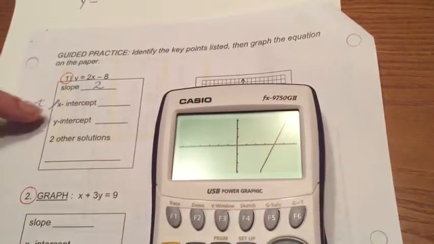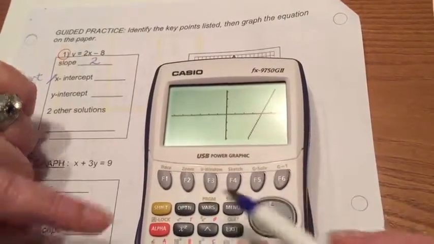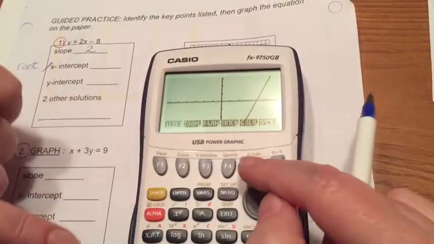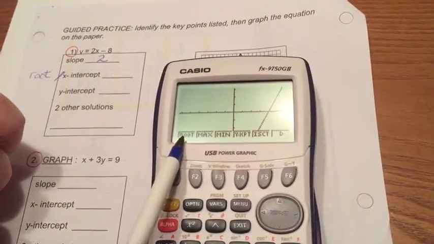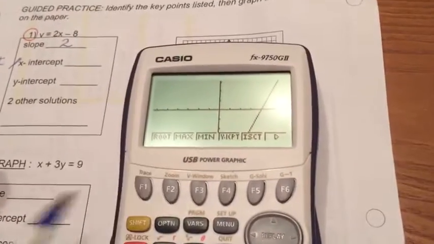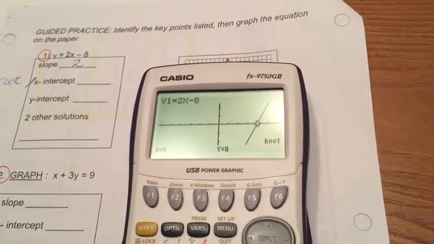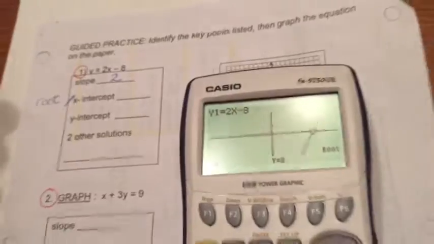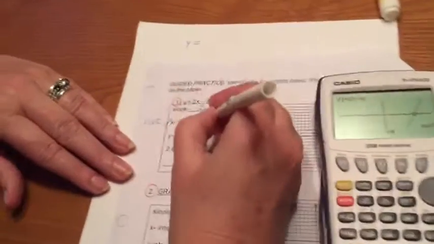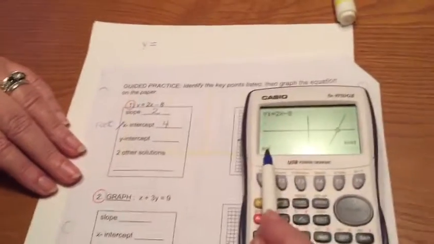So to get the x-intercept, all I need to do is use this button, G-solve. Now since those words are written in gold, I'm going to use this shift button. So shift G-solve. Now I get a lot of choices. For right now, this is the one I want, right there at the beginning that says root. And it's above the F1 button. So I push F1. And there is my answer. Now the screen gives both the x and the y. To write the answer, all you really need is the x number, where it says x equals 4.